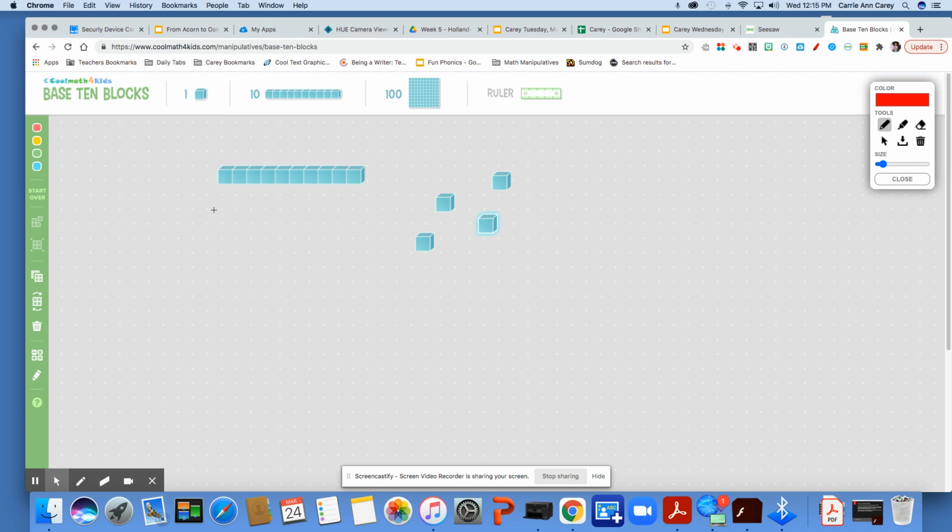Okay, so I start with my largest value. I have one 10, so I'm going to say 10. And now I got to count on: 11, 12, 13, 14. So if you counted 14, you counted correctly.